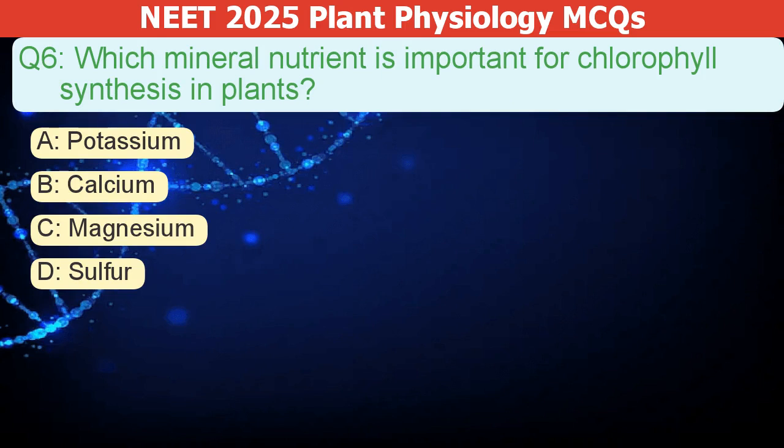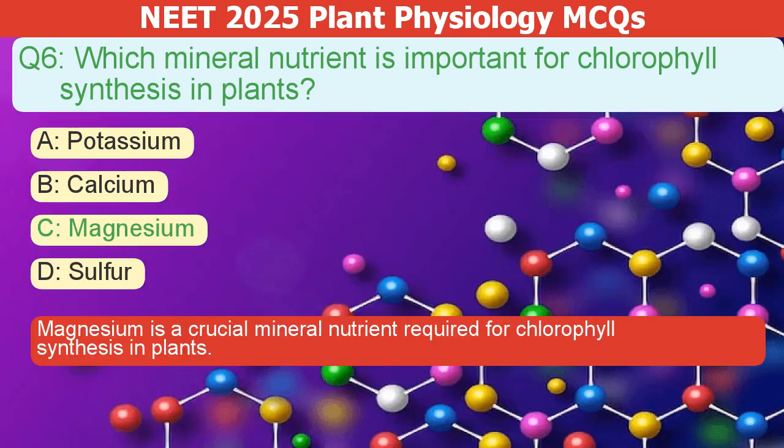Which mineral nutrient is important for chlorophyll synthesis in plants? A. Potassium. B. Calcium. C. Magnesium. D. Sulfur. The correct answer is C. Magnesium is a crucial mineral nutrient required for chlorophyll synthesis in plants.